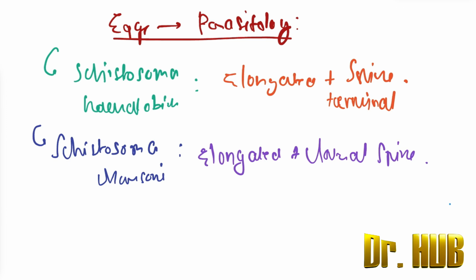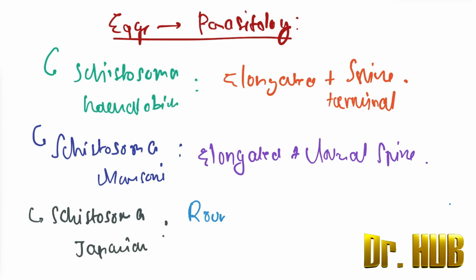Then we look at the Schistosoma japonicum, and it is round with a terminal knob.